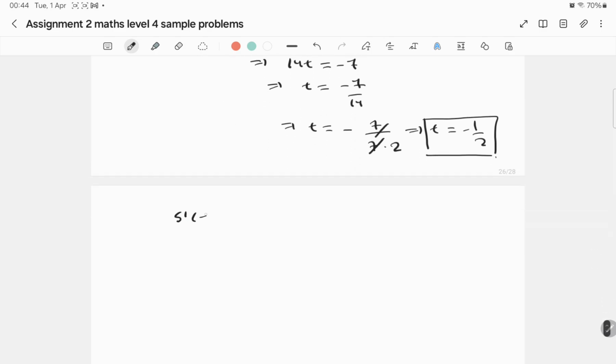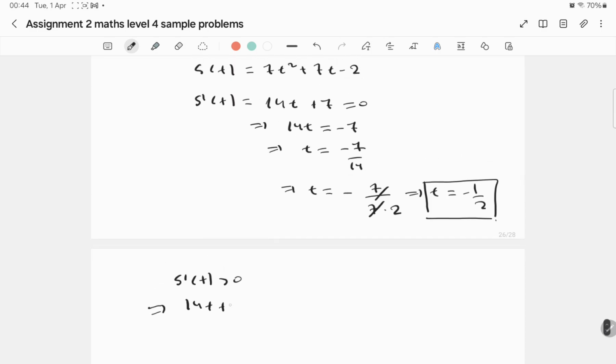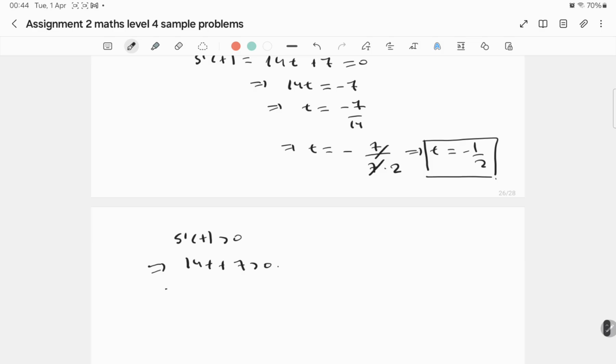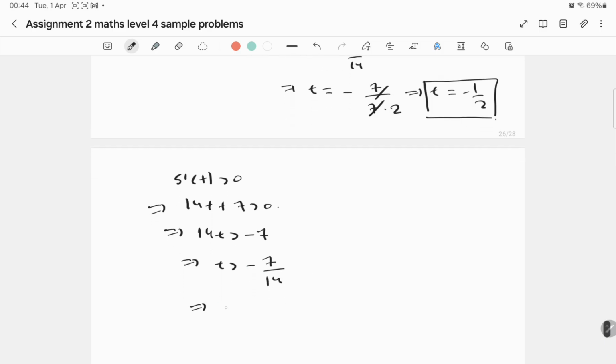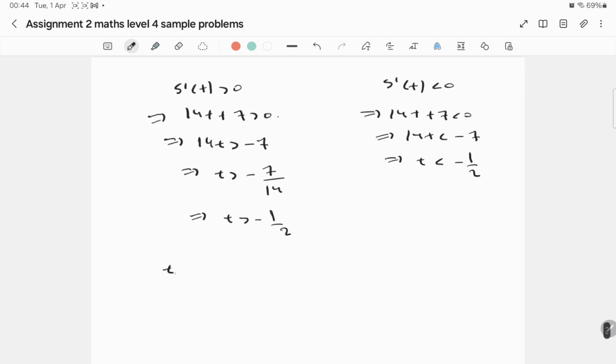Now we find s prime of t greater than 0, so we have 14t plus 7 greater than 0. From here it is implied that 14t is greater than minus 7, and from here t greater than minus 7 over 14, t greater than minus a half. And also we take the case that the derivative is negative, 14t plus 7 less than 0, 14t less than minus 7, t less than minus a half, and we make this table again.